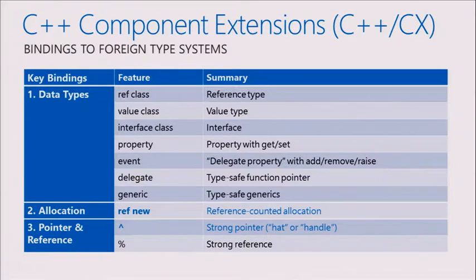ref and value and interface classes. Yesterday you heard about properties, events, and delegates. C++ CX also supports all of that. And you also have generics. So C++ has always had templates, right? But you cannot use those parameterized types across boundaries, across binaries. But using generics, you can expose the parameterized types across binaries.